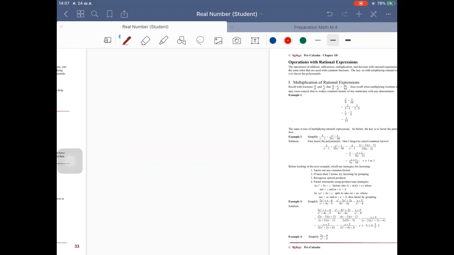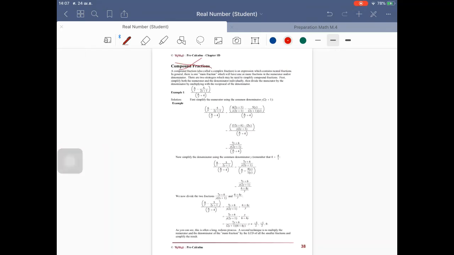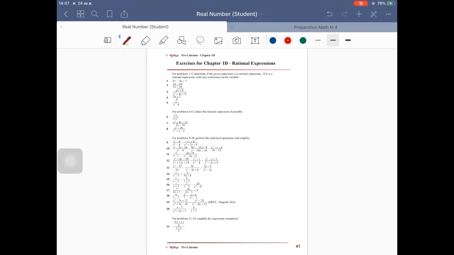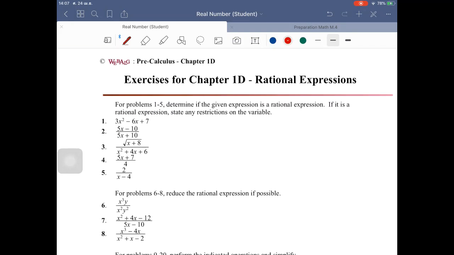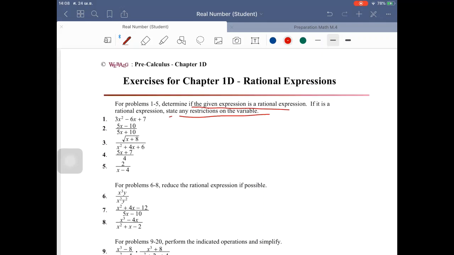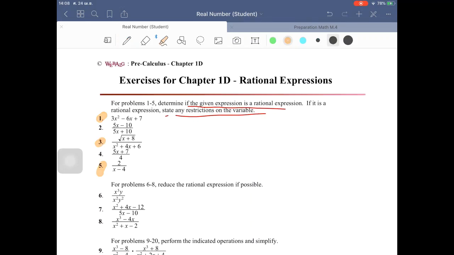Okay, then turn to page 41. Turn to page 41. Okay, determine if the given expression is rational and then state the restriction. The first step, find whether it is rational or not, then state the restriction. Okay, try to do questions 1, 3, and 5 within 5 minutes.